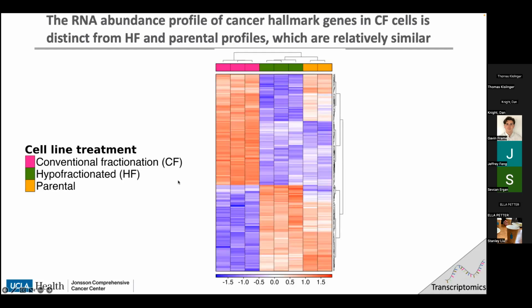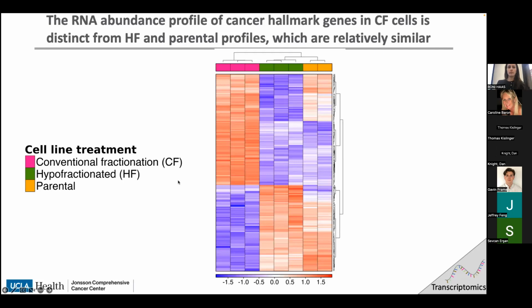Moving on to the transcriptomics part. Here we wanted to test for differences in RNA abundances of transcripts, and we wanted to focus on cancer-related genes. Therefore, we started with the cancer hallmark pathways and the genes that affect these pathways. And this heat map shows the differences of transcripts.